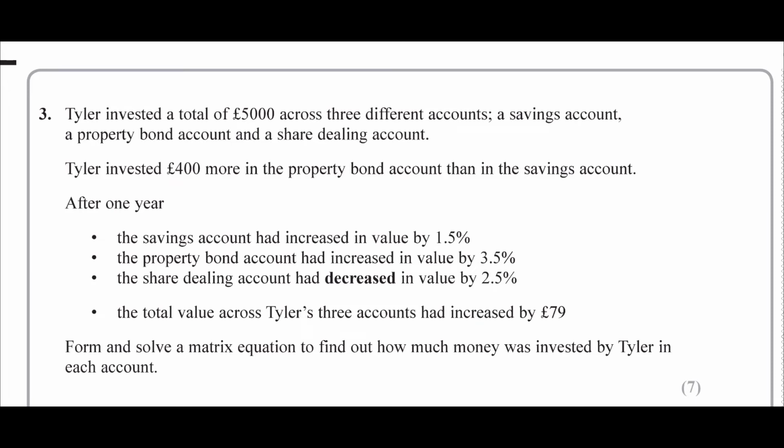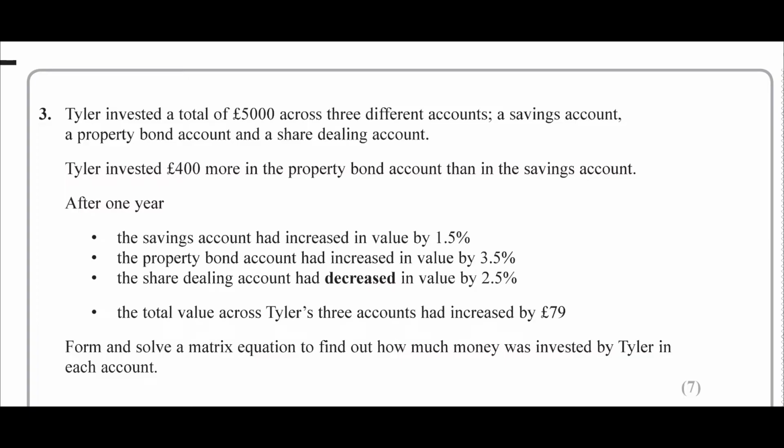Question 3. Tyler invested a total of £5,000 across 3 different accounts: a savings account, a property bond account, and a share dealing account. Tyler invested £400 more in the property bond account than in the savings account.